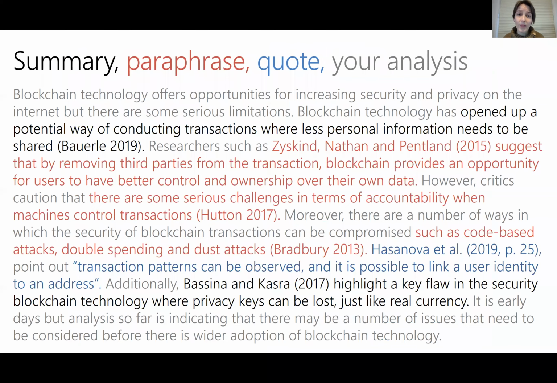And just taking a look at another paragraph and how it uses sources, you can see, for instance, in here, that in black, they're summarizing the idea from Bowell's study and Bassina and Kazra's study in their own words. In red, they're taking more specific ideas from the Hutton and Bradbury papers that they're using. And in blue is the quote. In blue is where they have a quote from Hasanova et al. So remember, that's the exact same words as Hasanova et al. used in their own work.